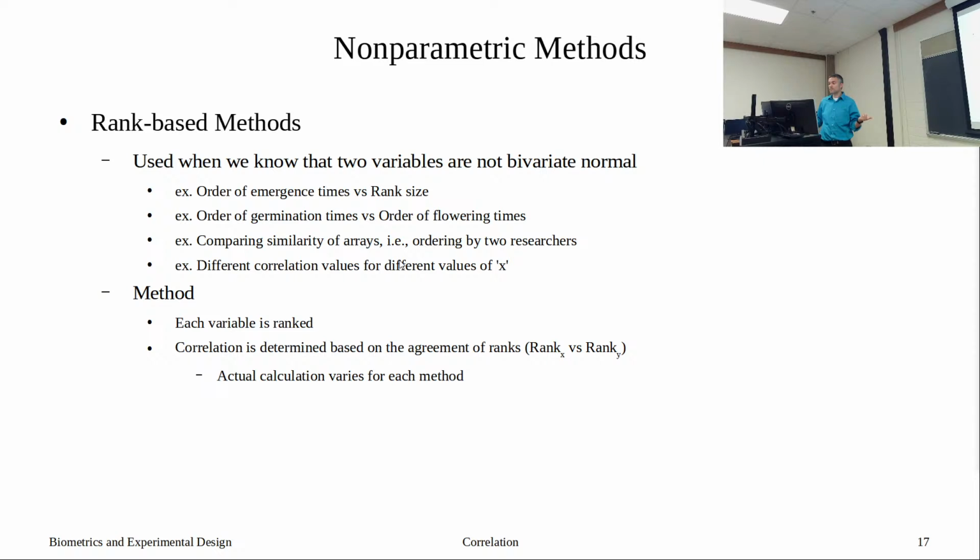We're going to use these rank-based methods when we know the variables are not bivariate normal, when they're not normally distributed. Examples of this: let's say we're trying to estimate emergence times and correlate it to size. Maybe we're interested in emergence of insects, and we measured their size before they pupated. We think that larger individuals will emerge earlier, or take a shorter amount of time to emerge. Order of emergence is inherently non-normal. It's an order. We're going to rank when our insect emerges, so we're going to have 1, 2, 3, 4, 5, 6, 7, and so forth. If they emerge on the same day, they're both going to receive the same number. That's non-normal. Don't use Pearson's.